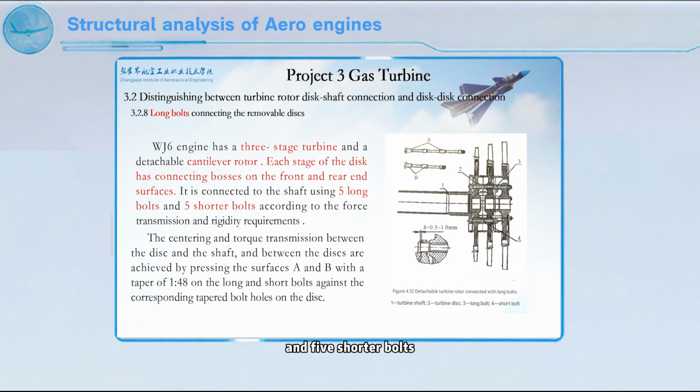5 shorter bolts. The centering and torque transmission between the disc and the shaft and between the discs are achieved by pressing the surfaces A and B with a taper of 1/48 on the long and short bolts, with the corresponding tapered bolt holes on the disc.